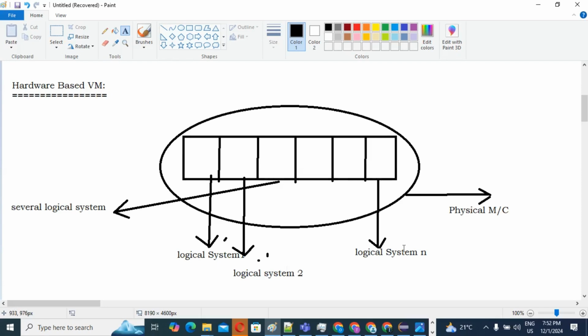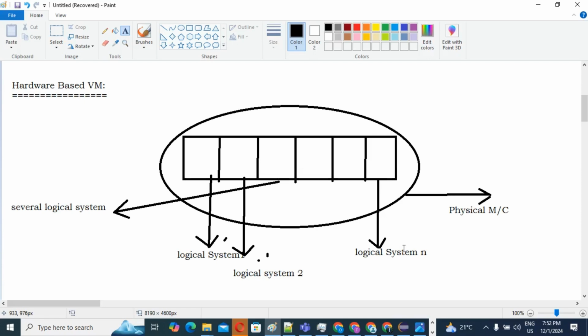You can see in the same machine, in the same system, you will have multiple logical systems, and each and every logical system is independent. Not interdependent, sorry, I misspoke. It's independent. So all the logical systems are isolated and separated, right guys? So what will be the advantage for this hardware based virtual machine? Effective utilization.